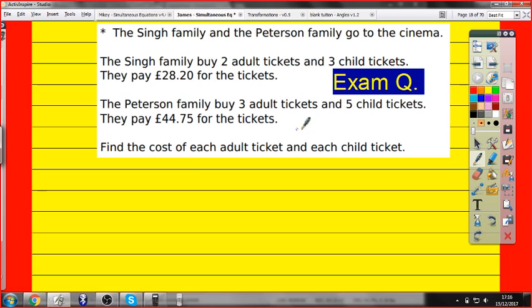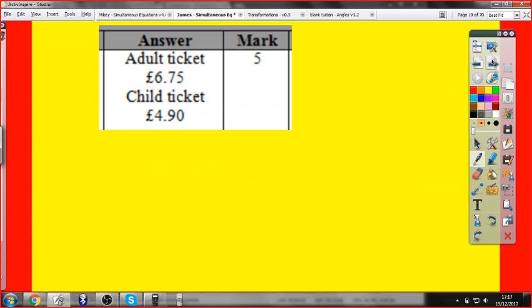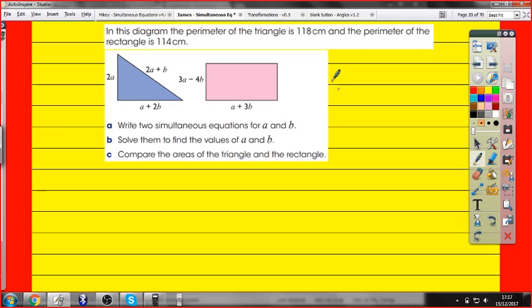Let's just construct the equation. How would you write this as simultaneous equations? So you've got 2a add 3c equals 28.20. And there's 3a add 5c equals 45.75. Yeah, and it's just the same from there. It's the exact same idea. It's going to be the top one times 3, bottom one times 2. Your calculator is doing the work with the decimals, so there's really nothing extra difficult about it.